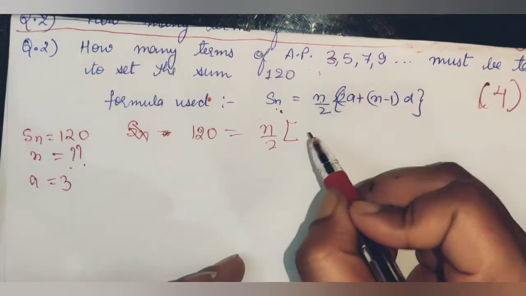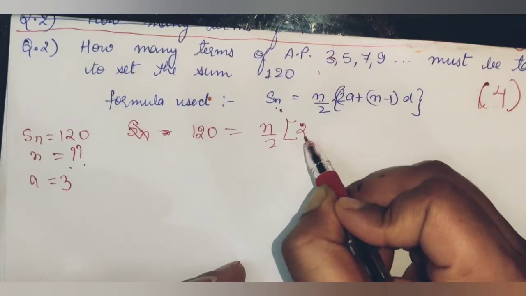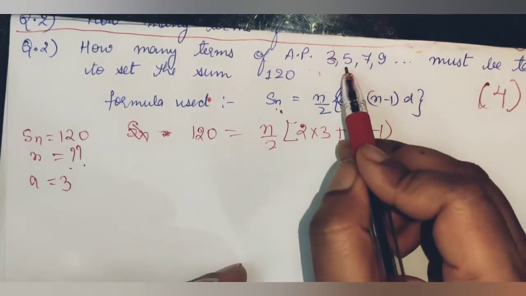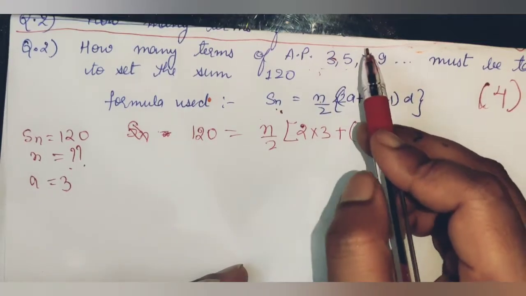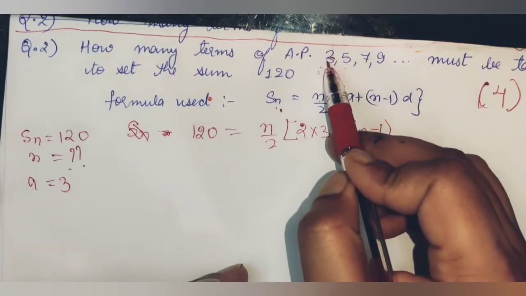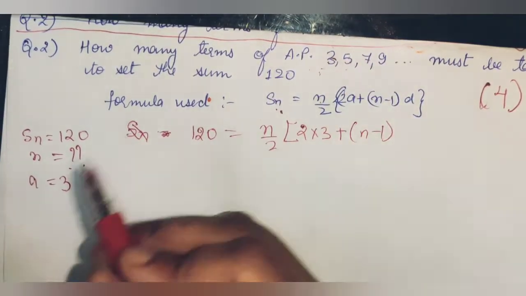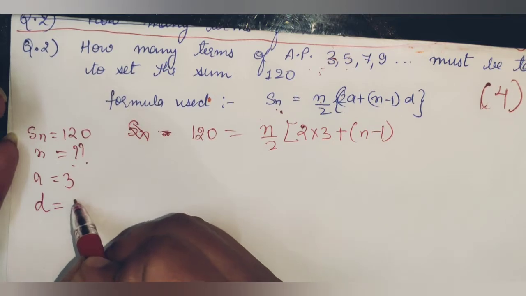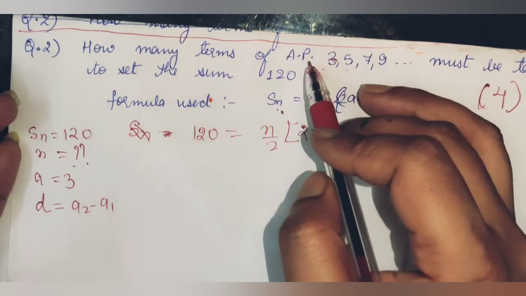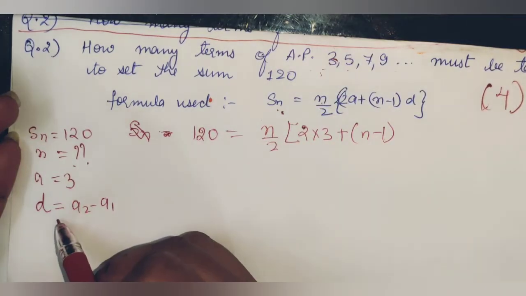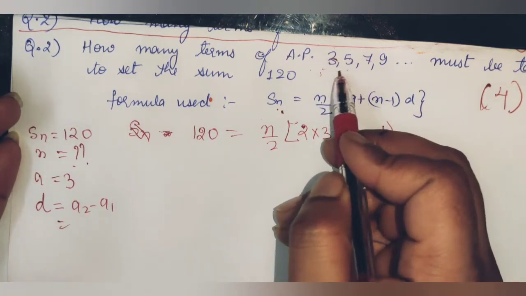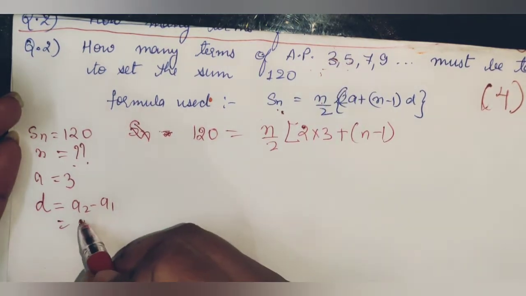120 is equal to n by 2, into 2a, so 2 into 3 plus n minus 1 into d. We don't know about n. And d, how do we have to calculate d? We can subtract the previous term from the preceding term. Means we can write the formula of d as a2 minus a1. If you subtract any term from the term before it, then what do you get? The common difference. So here d, you can easily see, 5 minus 3 is 2.